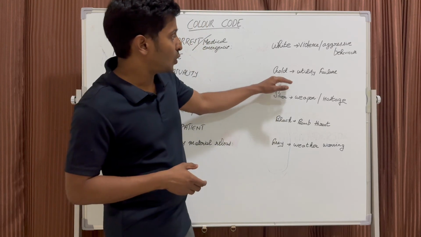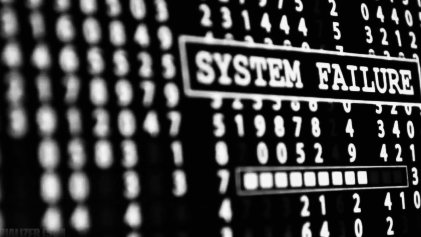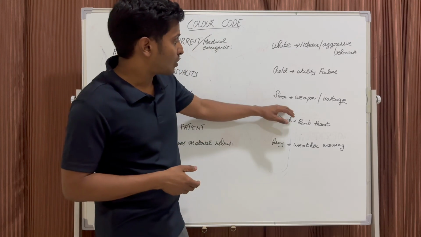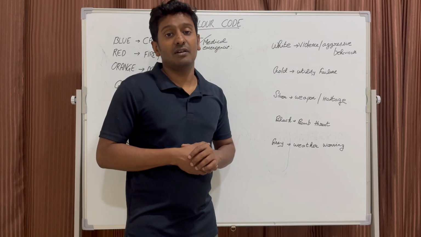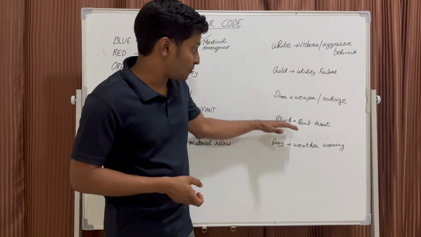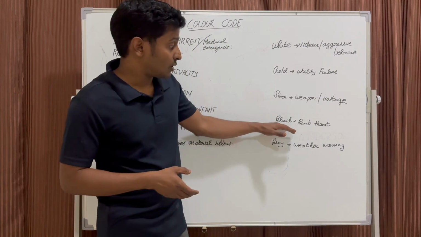And the next one is code gold, which is declared when there is a utility failure. It can be an error or a failure from the IT department or any software problem in our system. Code silver is weapon or hostage. If a person has a weapon or is holding someone as a hostage, code silver is declared. And the next one is code black. That means a bomb threat. If you get an anonymous call regarding bombs, it is code black.